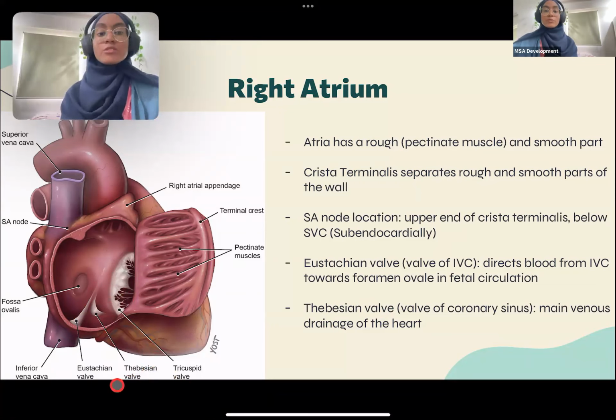Thebesian valve, I honestly don't know how to read this, but you guys get it. This is the valve of the coronary sinus, which is the main venous drainage of the heart. We'll be talking about it later.